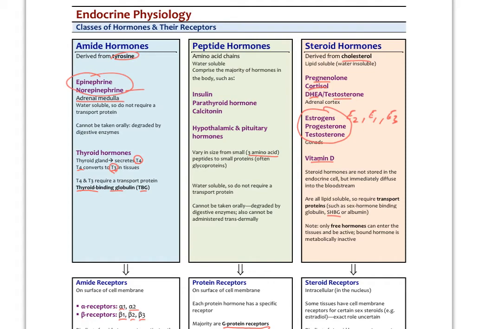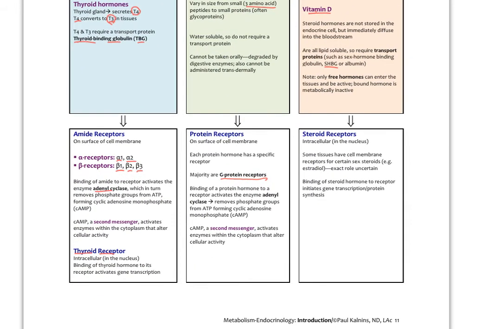The steroid hormones then usually are able to get right through the cell membrane. They diffuse right across. They don't need to be transported. And then they bind to steroid hormone receptors, which are found either in the cytoplasm or the nucleus, and then that initiates gene transcription. Now, interestingly, estrogen, progesterone, and testosterone have also been shown to have cell surface receptors, and those have been only recently discovered.